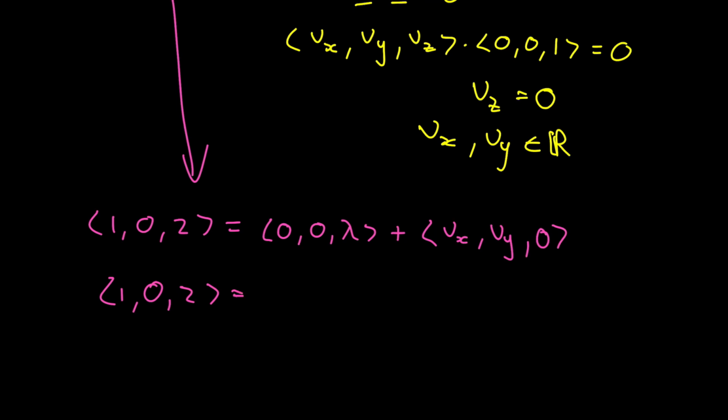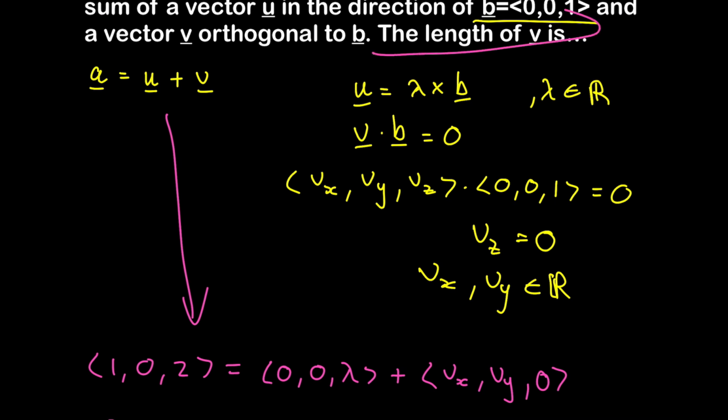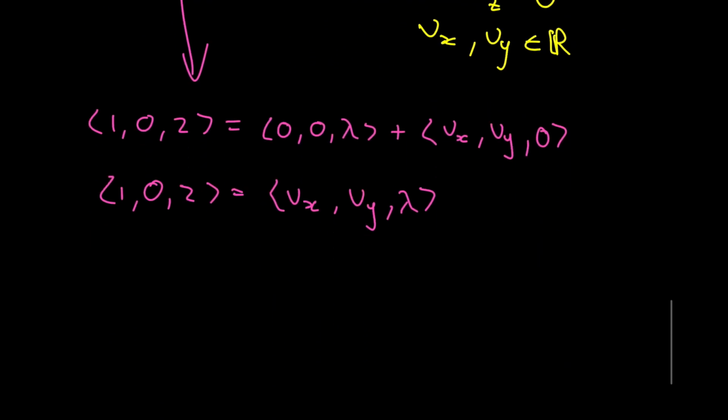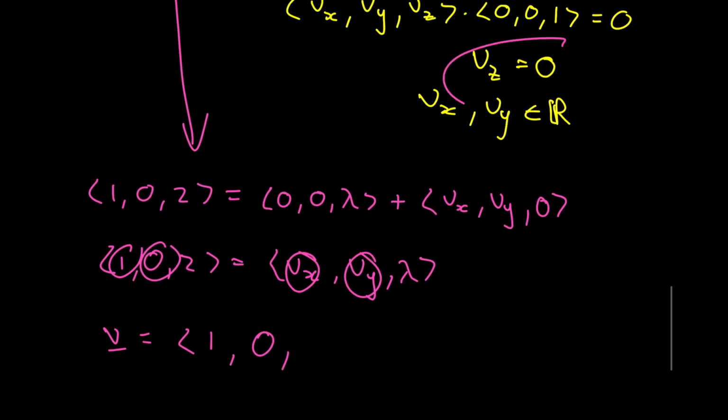So 0 plus Vx is just Vx. 0 plus Vy is just Vy. And lambda plus 0 is just lambda. So therefore we know that Vx, the x component of the vector V, is 1, the y component of the vector V is 0, and lambda is equal to 2. Okay, now the original question was, what is the length of vector V? So let's write out vector V now that we know it. Its x component is 1, its y component is 0, and its z component we solved over here.